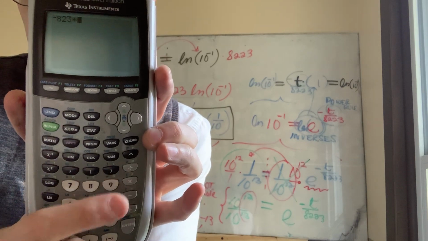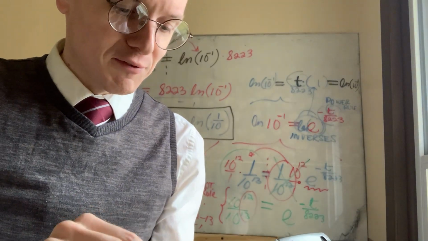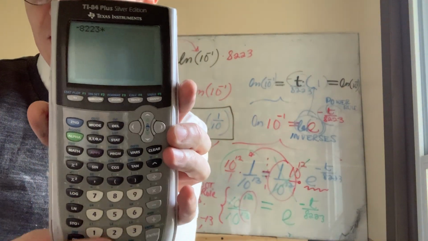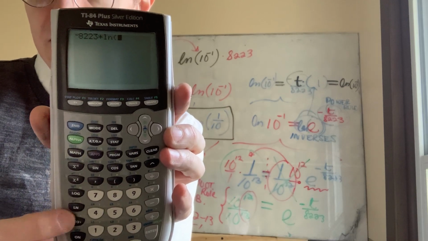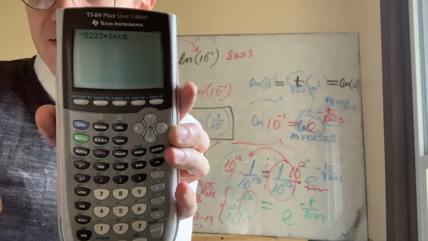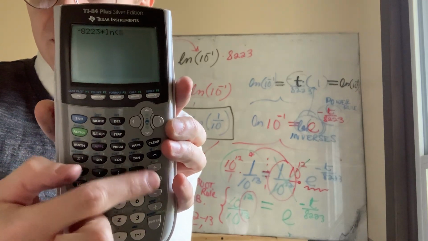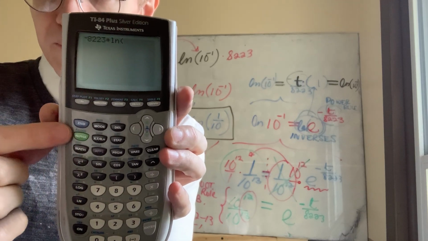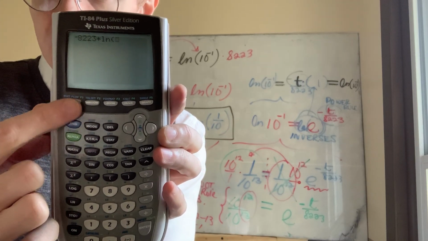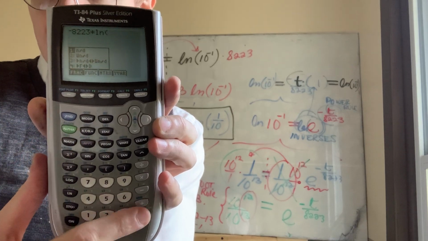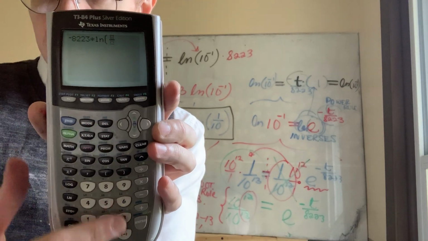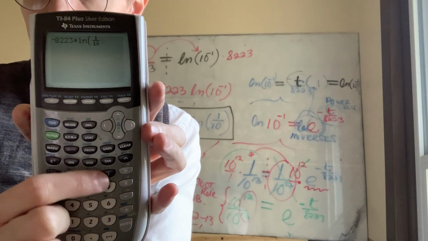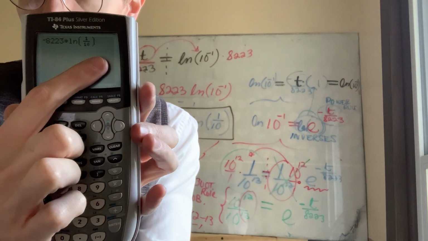Negative 8,223. Going to be very precise and put it times the natural log here, right? And then the argument. I'm going to be fancy. You could just put 1 divided by 10 and be done with it, but I'd like to put it in the more intuitive way, which is to enter it in the style of a fraction. So there you see an obvious top and an obvious bottom. 1/10. Close the parentheses to be a good guy.